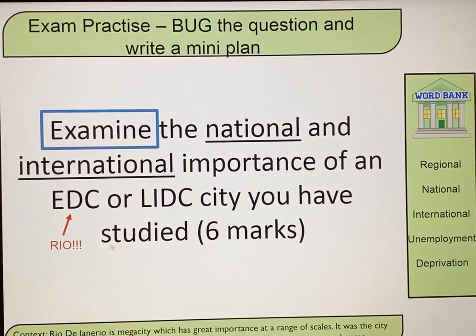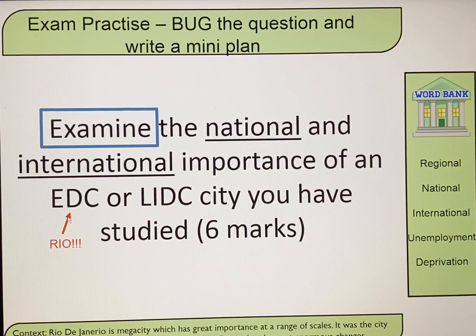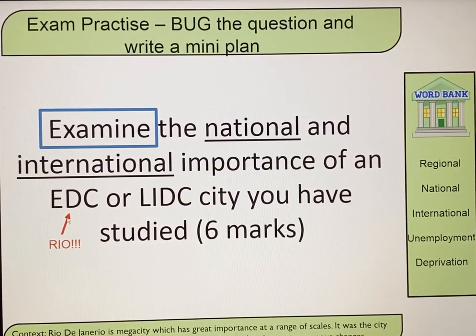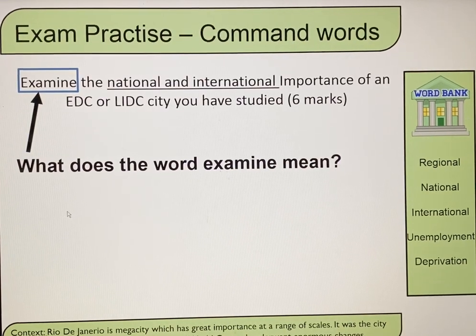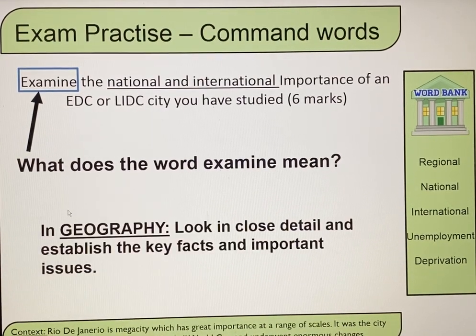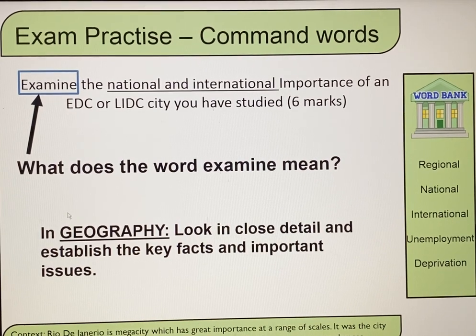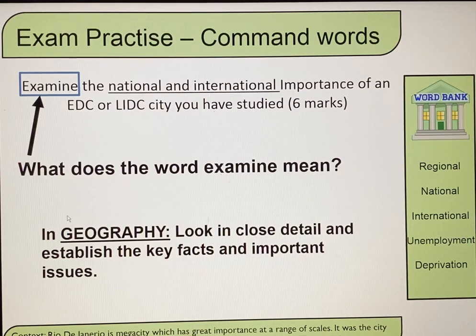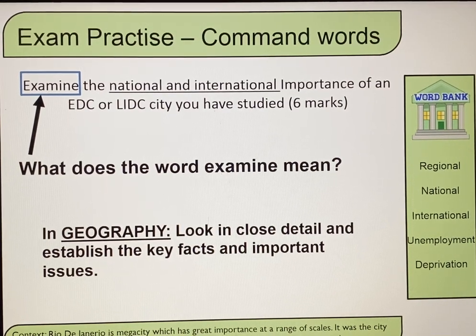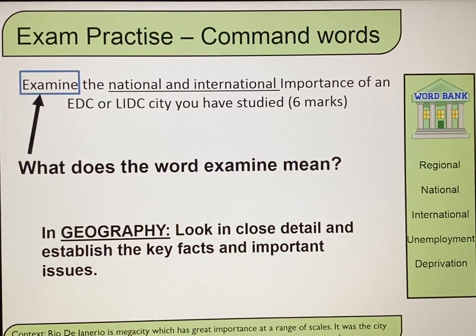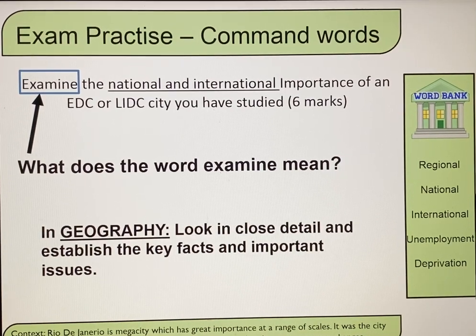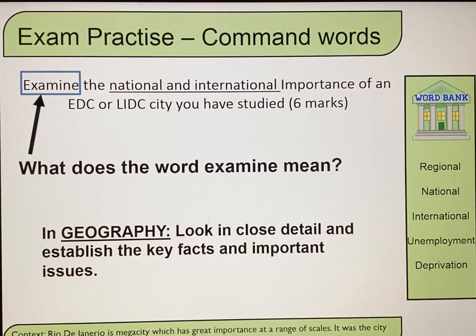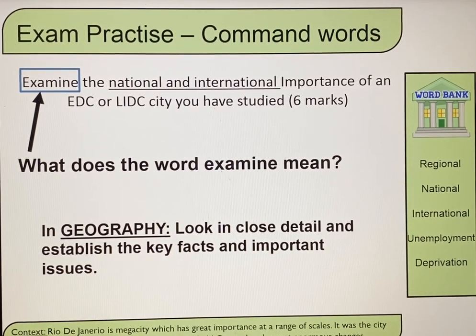Now, we've been looking at an EDC city and this is Rio. Don't write about Birmingham or anything else crazy. Don't pick any other city. We've only learned about Rio. So the word examine, what does it mean? It means to look in close detail to establish key facts and important issues. So you need some facts and figures in here. You need some things that are specific to Rio and are not generic. So just saying it has an airport is not enough. It has to be way more specific than that.